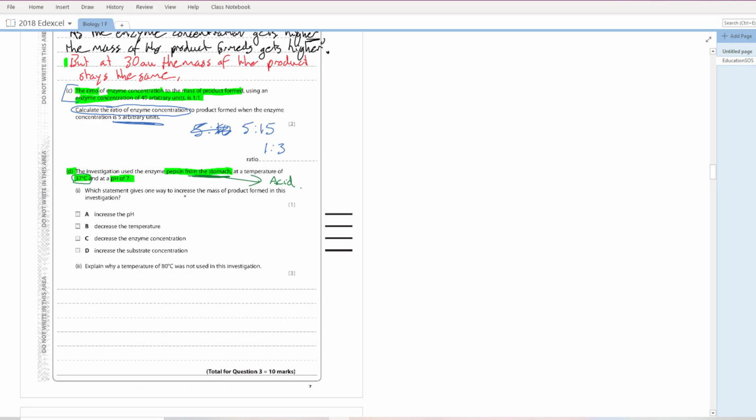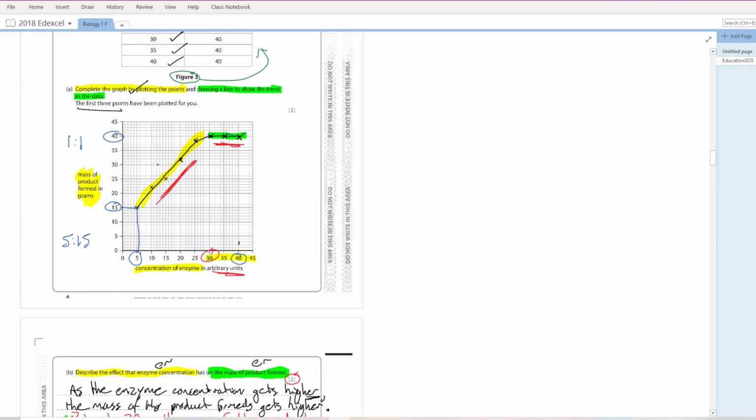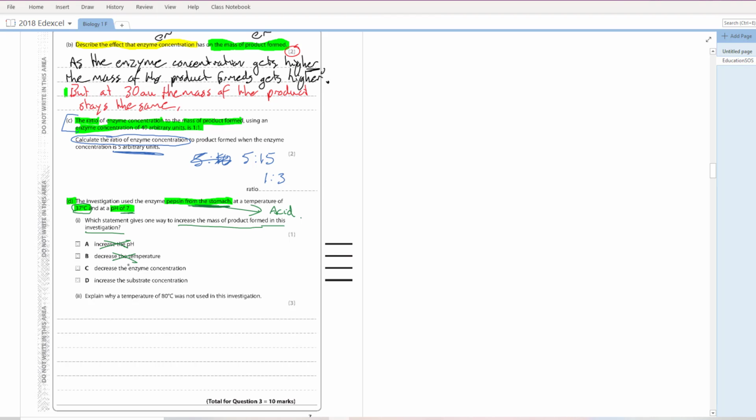Which statement gives one way to increase the mass of the product formed in this reaction? So we've got increase pH. Well actually no, I don't want the pH to go over 7 because it'll make it more alkaline. What I want is to decrease the pH, so that's not one of my answers. Decrease the temperature. If I decrease the temperature, I'll reduce the rate of reaction. I'm trying to increase the mass of the product formed, so it's not decrease the temperature. Decrease the enzyme concentration. Let me just look at my graph. At a lower enzyme concentration, I have a lower amount of product formed. So it's definitely not that one.